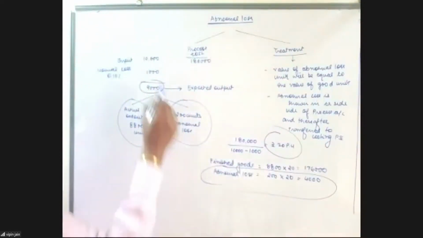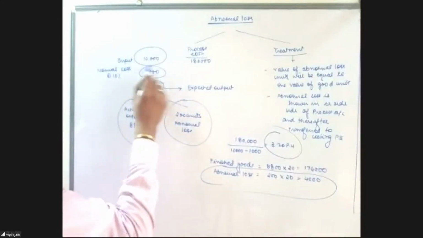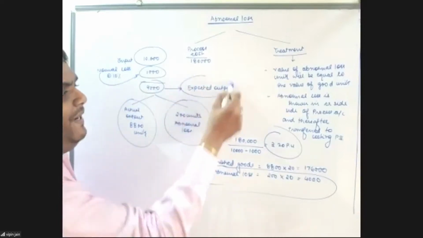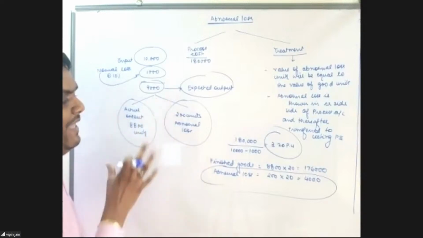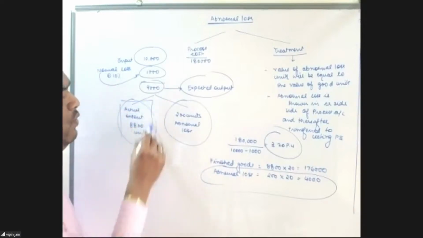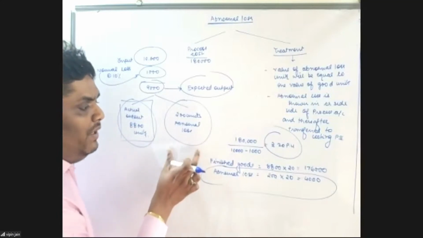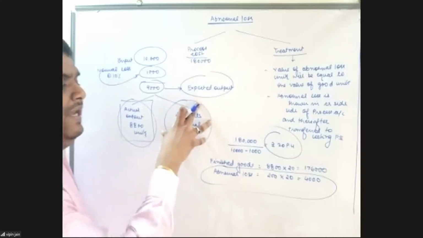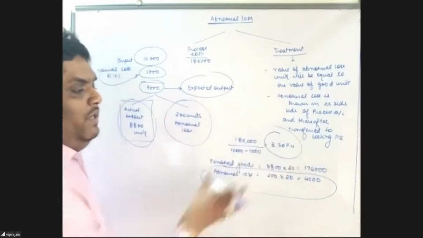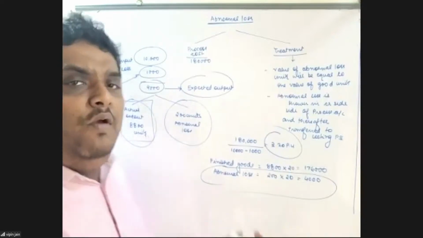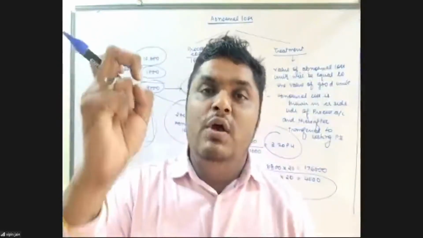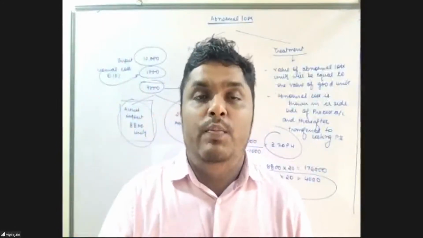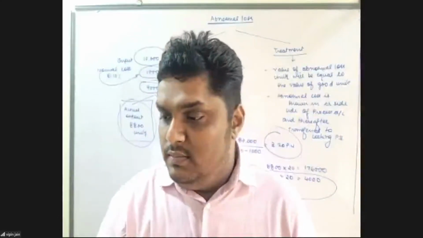I repeat again this example, 10,000 is my input. The management has predicted well in advance that the normal loss will be 10% of input. So my expected output is 9,000. However, when the actual figures were out, my actual output was only 8,800 units. It means 200 units is my abnormal loss. Now the point is how to value this abnormal loss. The value of abnormal loss will be equal to the value of good units. To calculate the value of good units, very simple: process cost minus scrap value realized on sale of normal loss, divided by expected output, that is input minus normal loss.